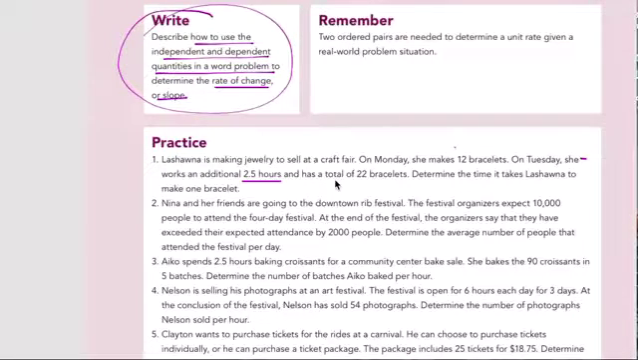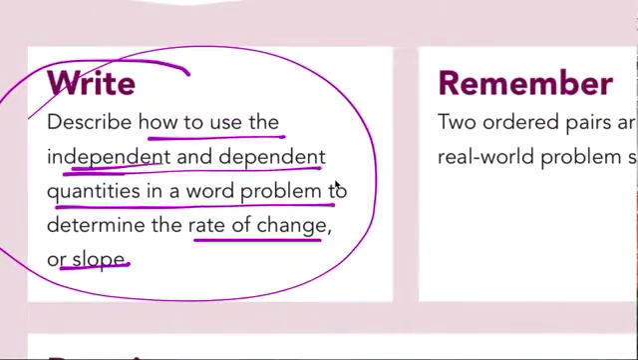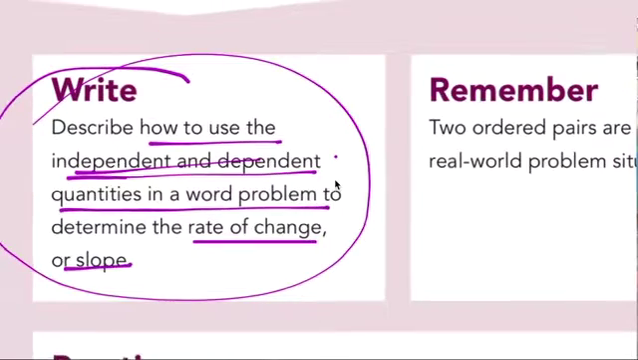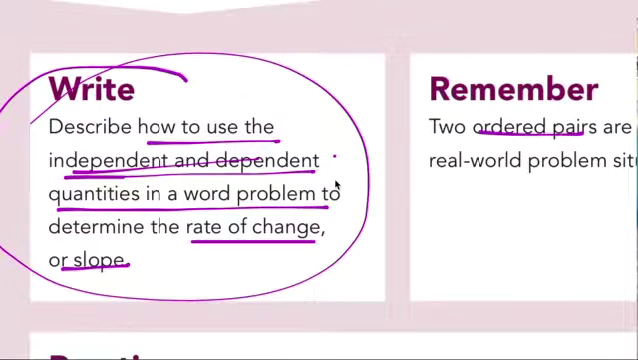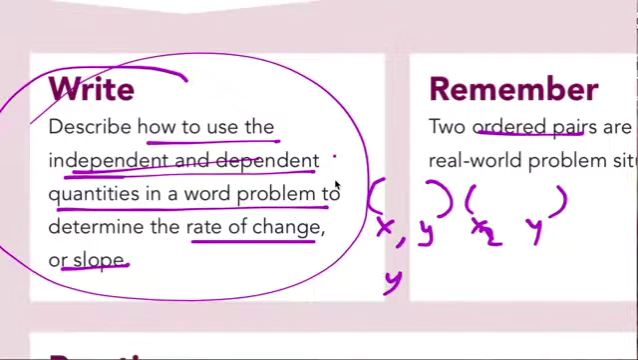You need to do the right question: how to use independent and dependent variable to determine the rate of change. So you find the independent and dependent variable to get the ordered pair, so you need to use the word ordered pair to help you determine the x and the y. After that, you can use the slope formula, y sub 2 minus y sub 1 over x sub 2 minus x sub 1. You have to write all these things down, okay?